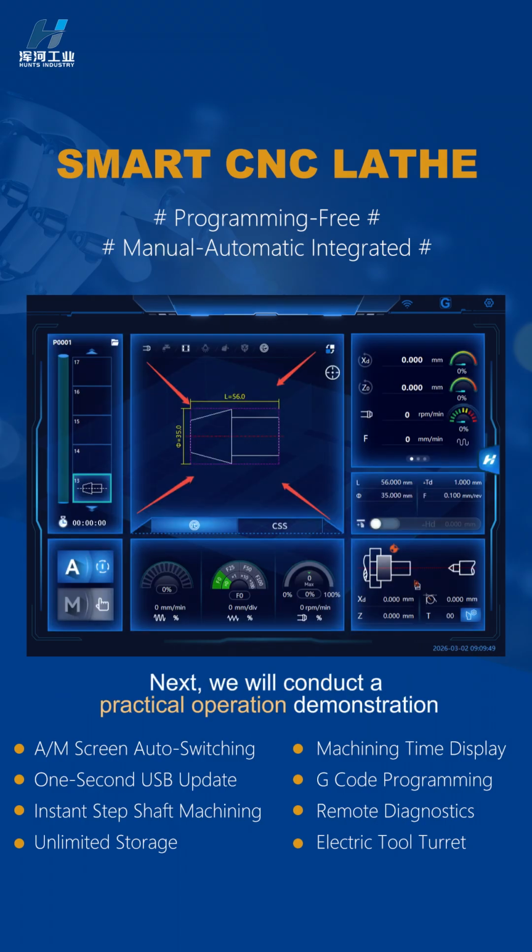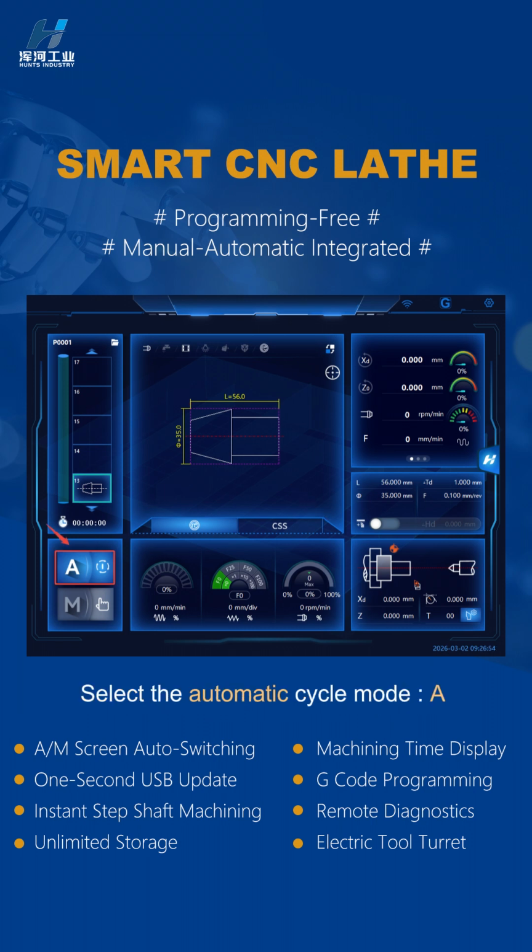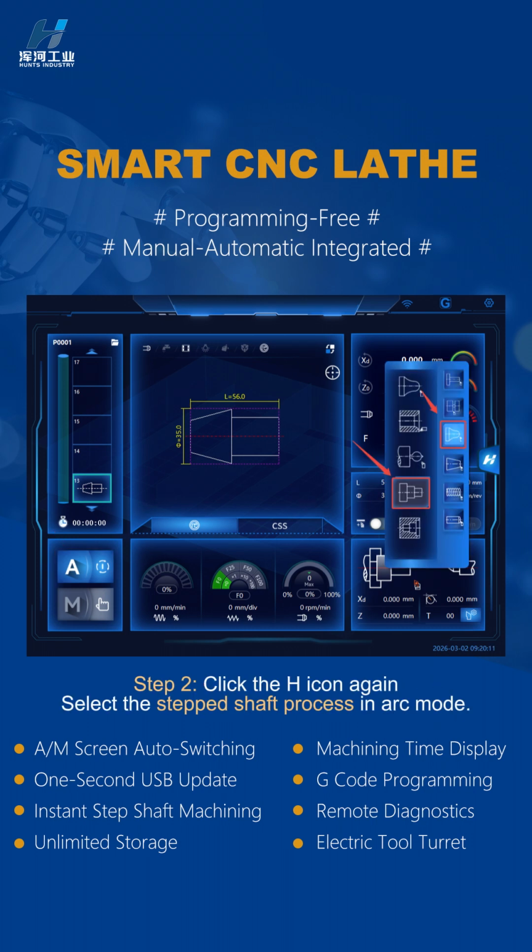Next, we will conduct a practical operation demonstration. Select the automatic cycling mode. Step 2. Click the H icon again. Select the stepped shaft processing in arc mode.